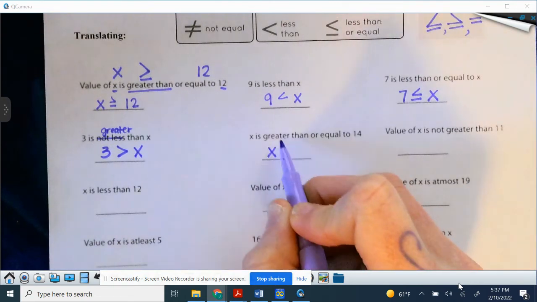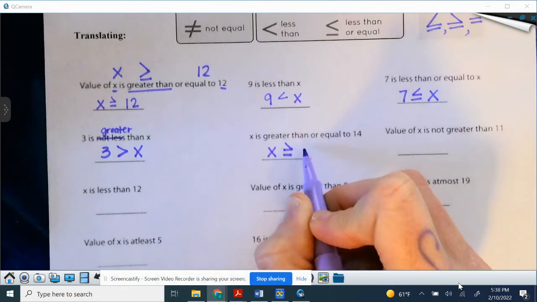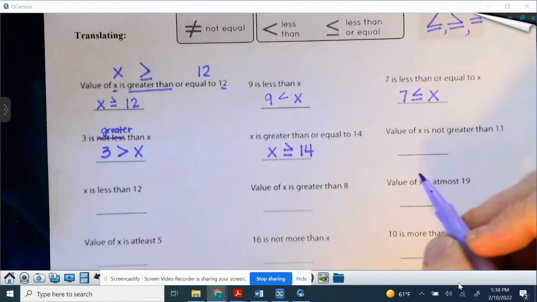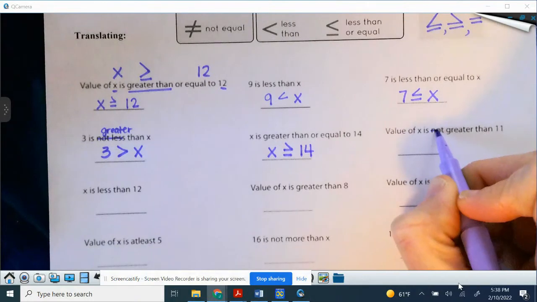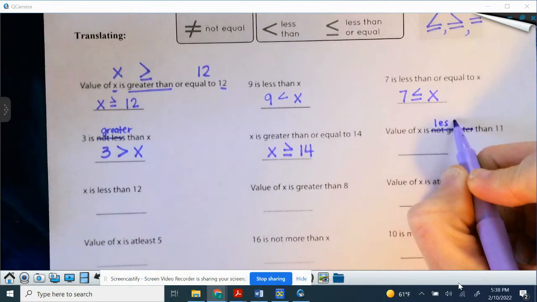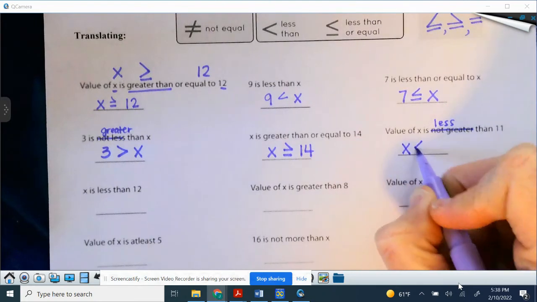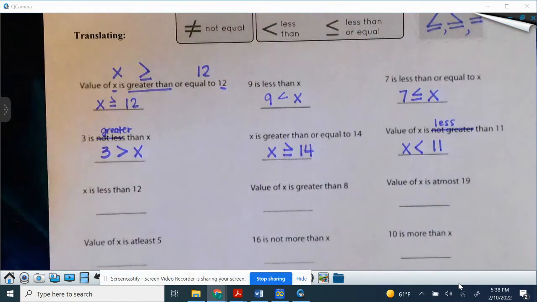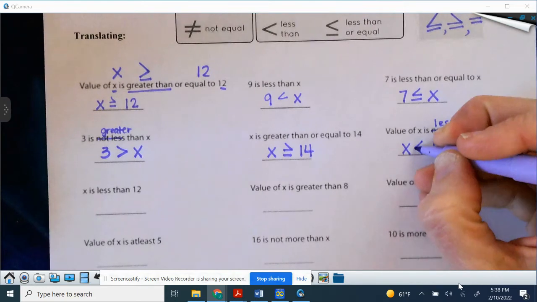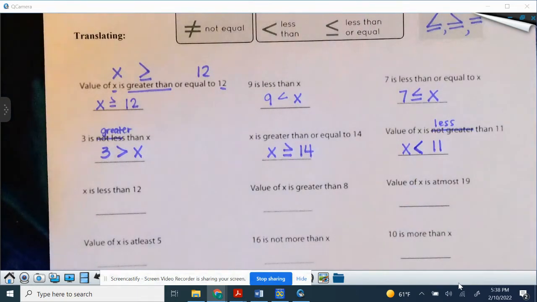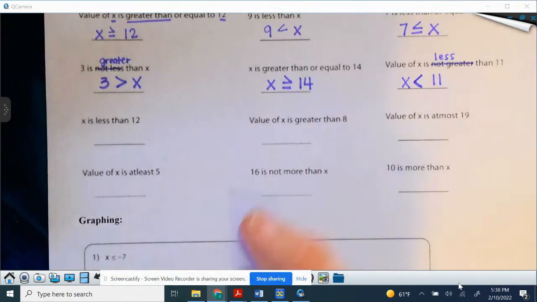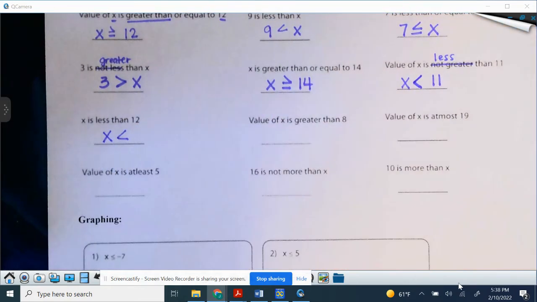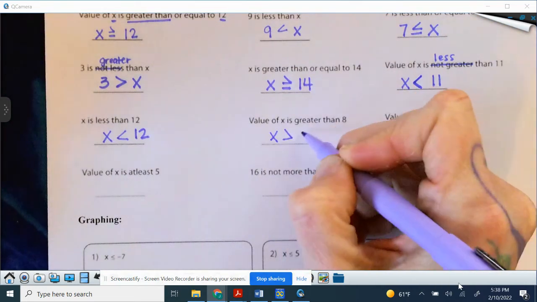x is greater than or equal to 14. The value of x is not greater, so not greater, is less than 11. So x is less than 11. And for less than, if you're reading from left to right, it's your L. So less than is the L kind of on its side. It's a little cattywampus, but it's still closer to an L than greater than. All right, so x is less than, there's our L, 12. The value of x is greater than 8. So x is greater than 8.